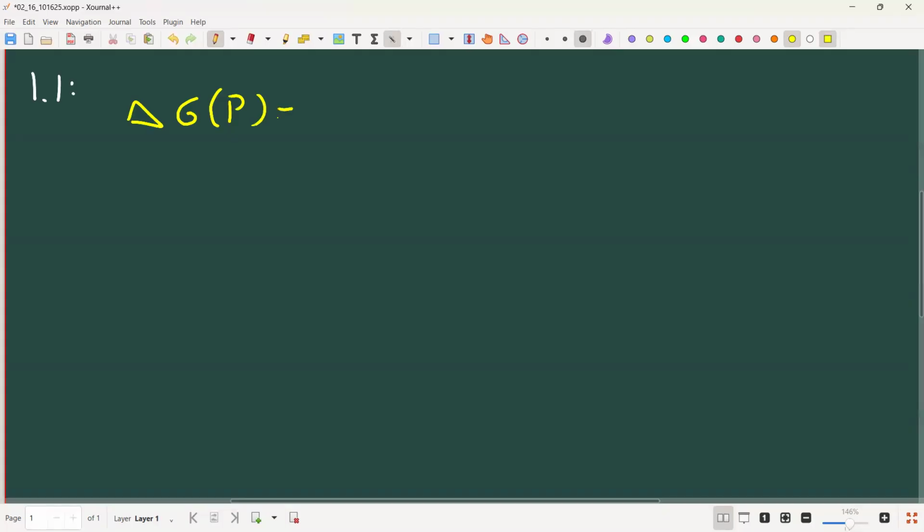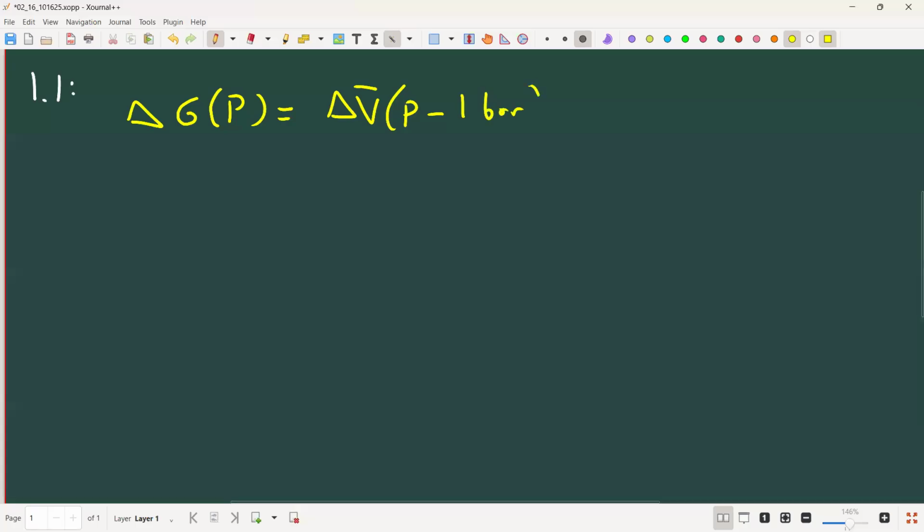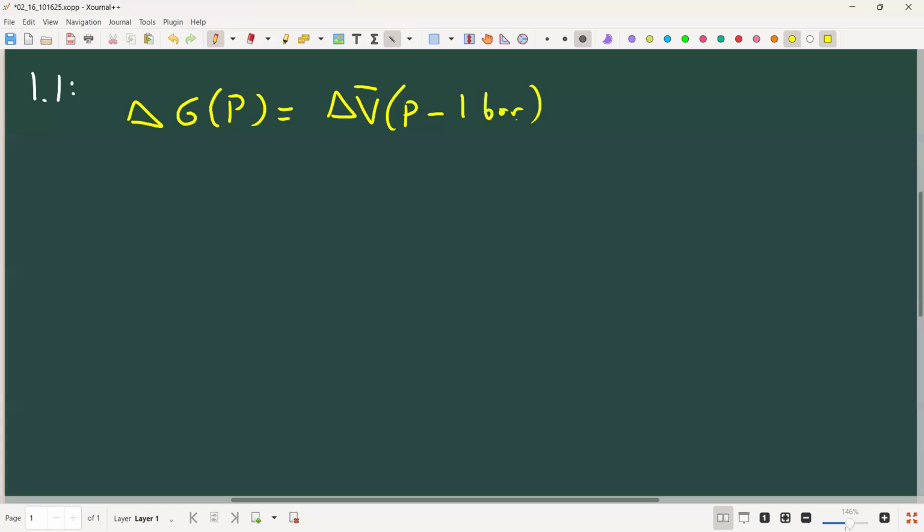It's a function of pressure is equal to the change in the molar volume times the final pressure minus 1 bar. All right, so you should have an equation like this by the end of 1.1's derivation. And the idea is to set this equal to 0. Right, that's where equilibrium is. We'll talk about that today. I know I'm jumping ahead a bit. Let's deal with units. Units are the tricky part here.